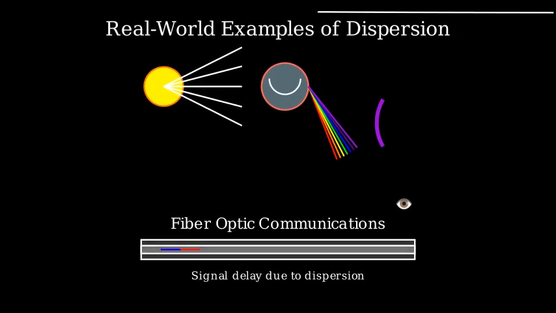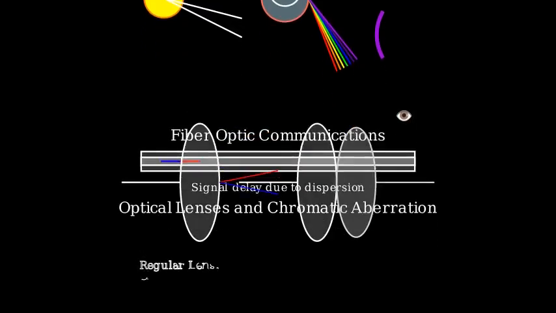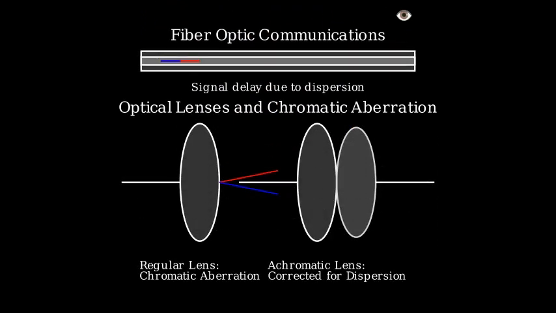Different wavelengths of light travel at different speeds in optical fibers, which can cause signal distortion over long distances. Engineers must account for this when designing communication systems. Even our eyeglasses make use of dispersion. Special lenses with low dispersion are used to prevent color fringing at the edges of objects, giving us clearer vision.